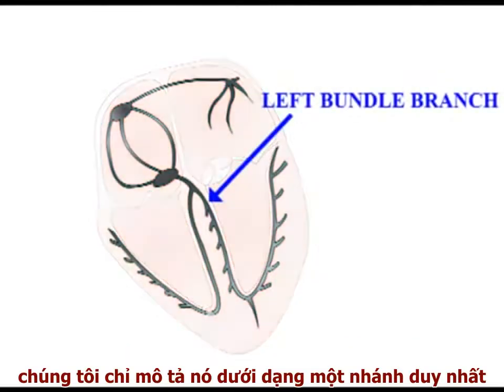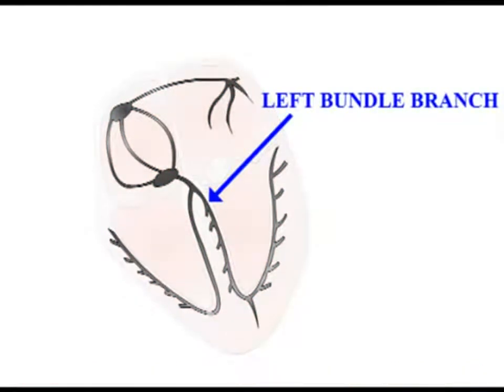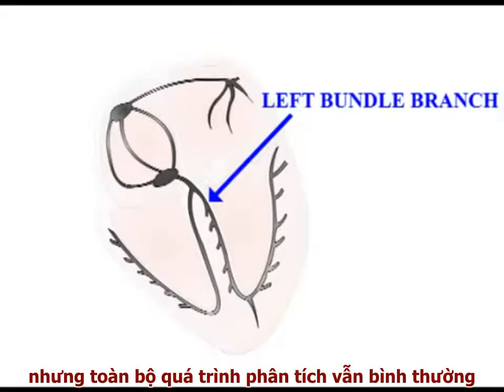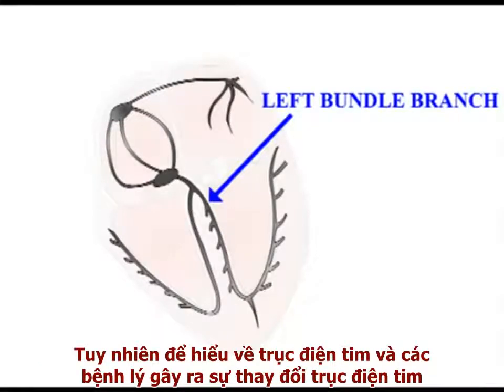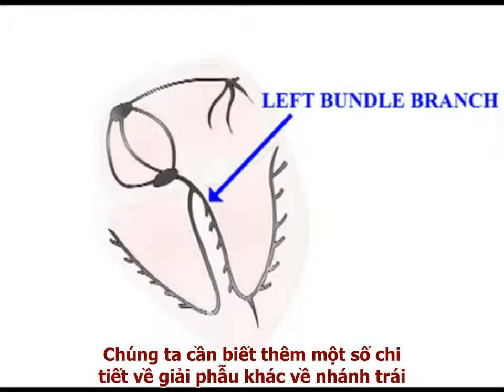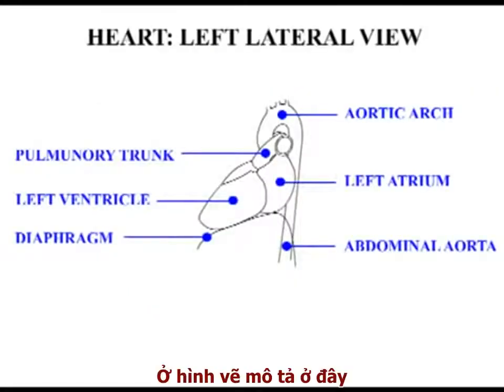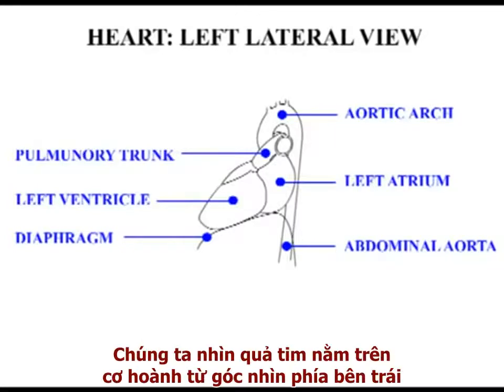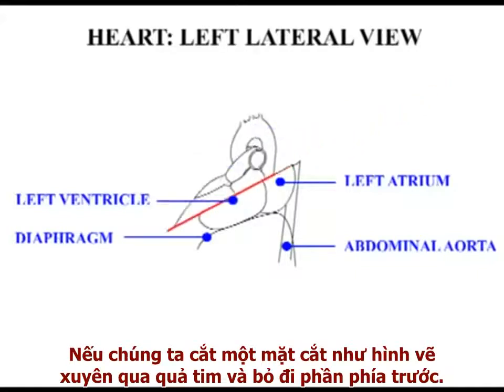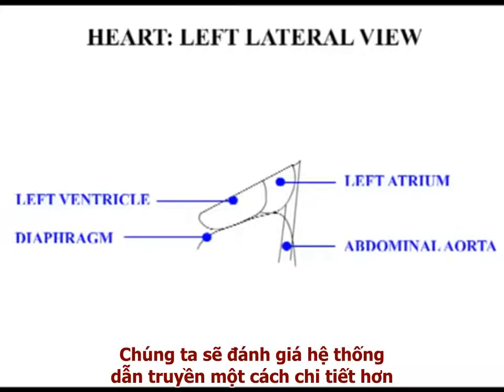We considered the left bundle branch of the conducting system as a single anatomical entity. The analysis remains valid, but to understand the cardiac axis and axis deviation in disease, we need a little more anatomical detail. In the diagram shown here, we are looking at the heart sitting on the diaphragm from the left. If we take a section as indicated through the organ and remove the anterior surface, we can examine the conducting system in the ventricles in more detail.